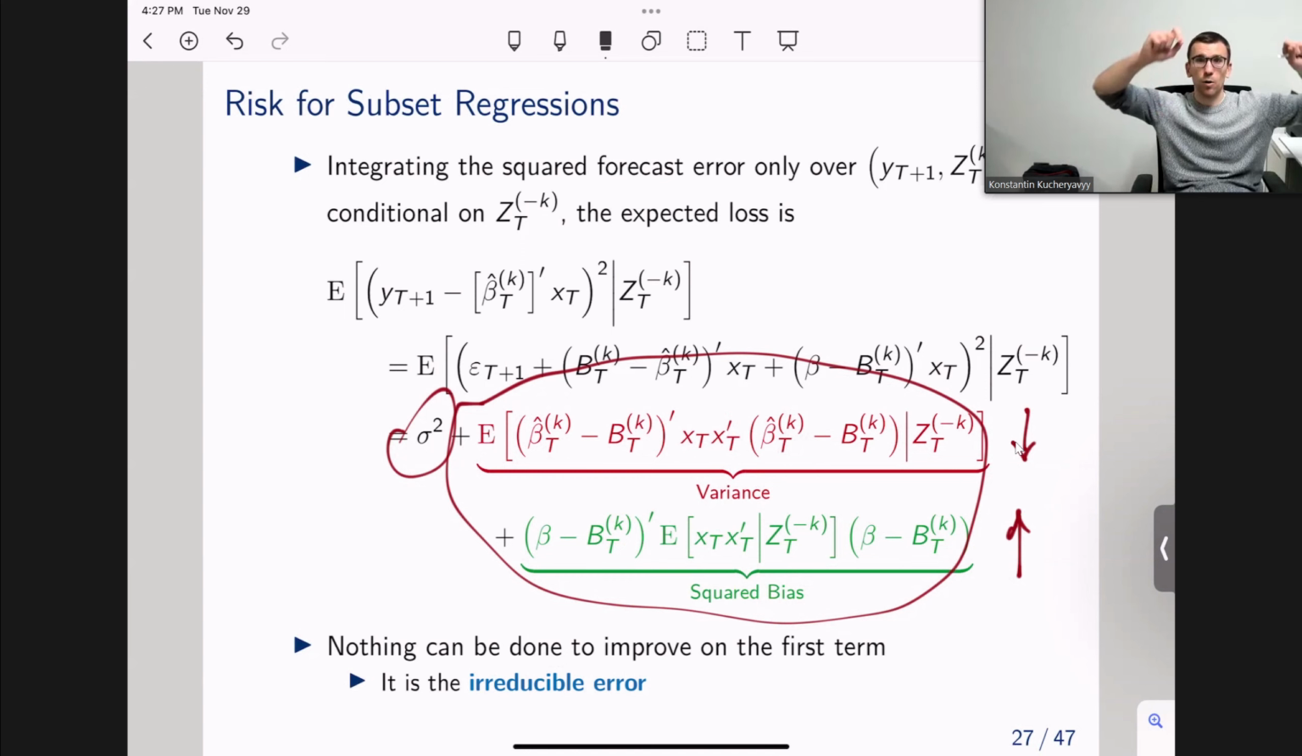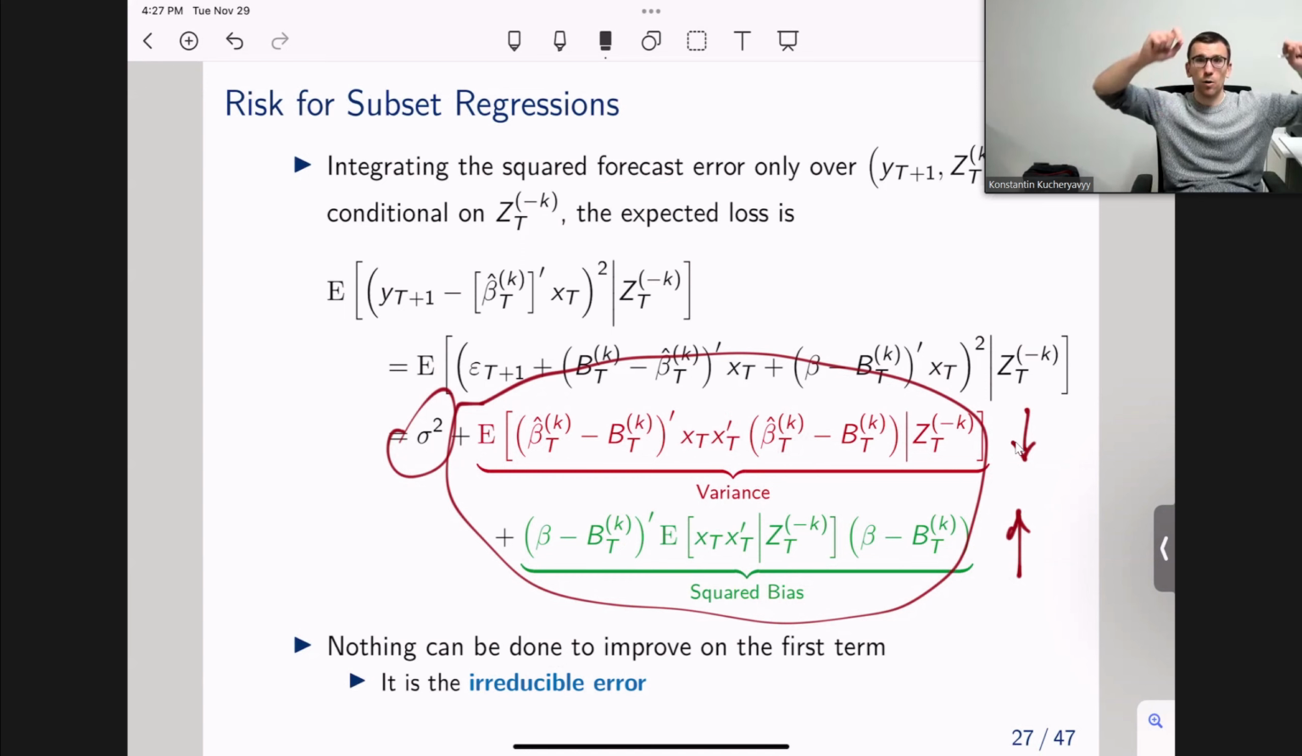And now I will tell you more. If we calculate an unconditional variance, so I take this red term and calculate it unconditionally from ZT, approximately, the derivations are also at the end of the slides, approximately you get this. And you see T appears here and sigma squared appears here and K appears here, so it's perfect.